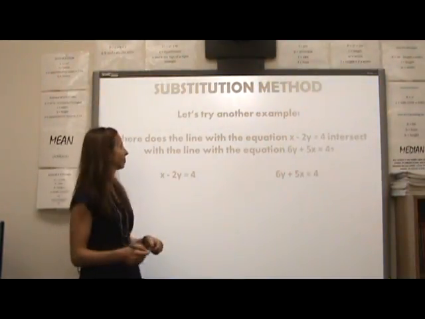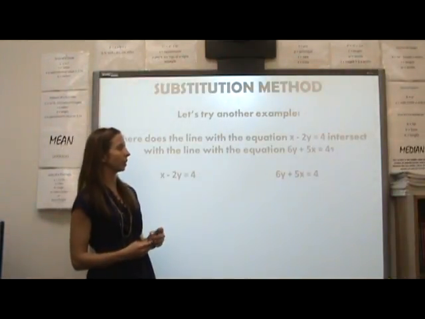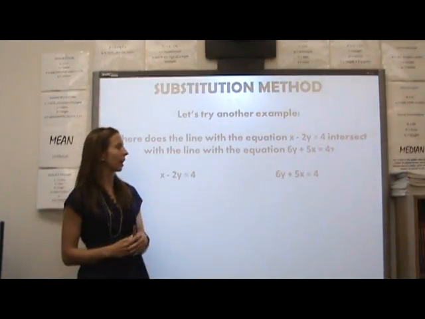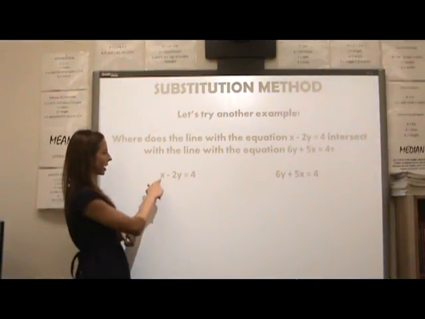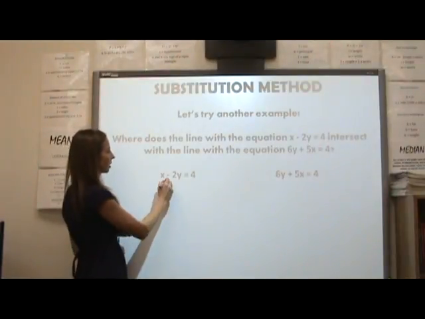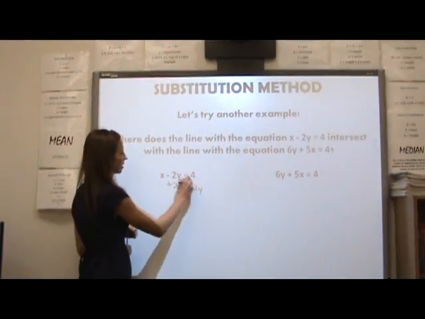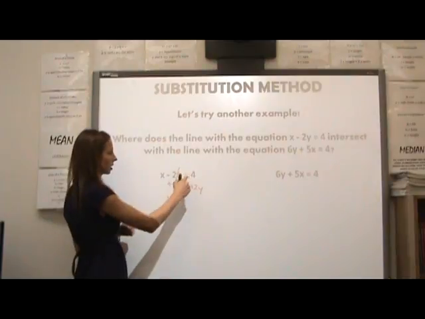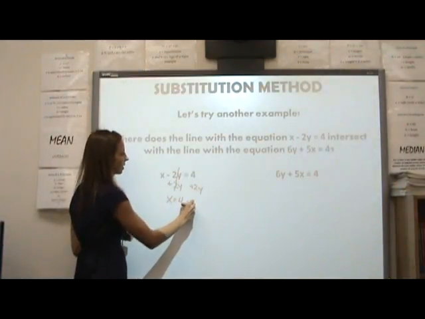Let's try another example. Where does the line with the equation x minus 2y equals 4 intersect with the line of the equation 6y plus 5x equals 4? If I look at my two equations, I can see that the x is an isolated variable, so we're going to solve here. To do that, we have to add 2y on both sides. This will cancel. Now x is isolated by itself. We cannot combine like terms, so we're just going to add them together here.